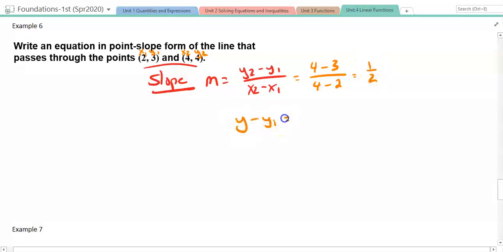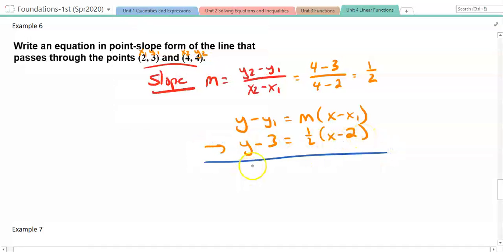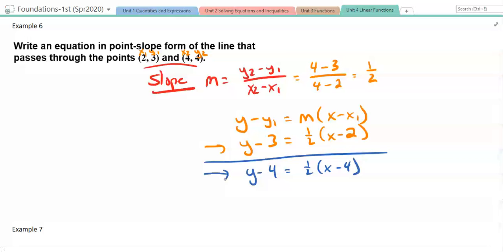So y minus y sub 1 is equal to m times x minus x sub 1. And so y minus 3 is equal to 1/2 times x minus 2. And so there's no simplification needed because there are no double signs. Or, again, I could plug in the other ordered pair, y minus 4 is equal to 1/2 times x minus 4. And so again, either one of these two is the correct answer. You don't have to give both. Typically with standardized testing, they'll tell you to use a certain ordered pair, or they'll tell you to use the leftmost point given.